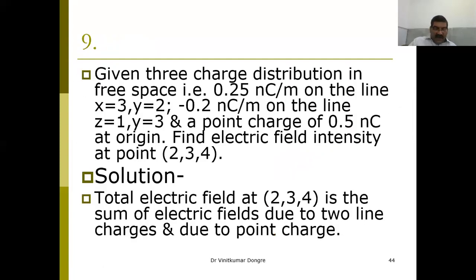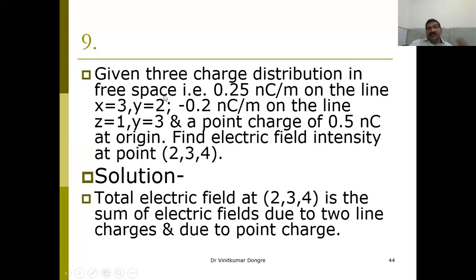We'll take another example. Now I'll take the concept only, and the calculation part I'll give to you. Numericals require a lot of practice. Concept you just understand. Okay.